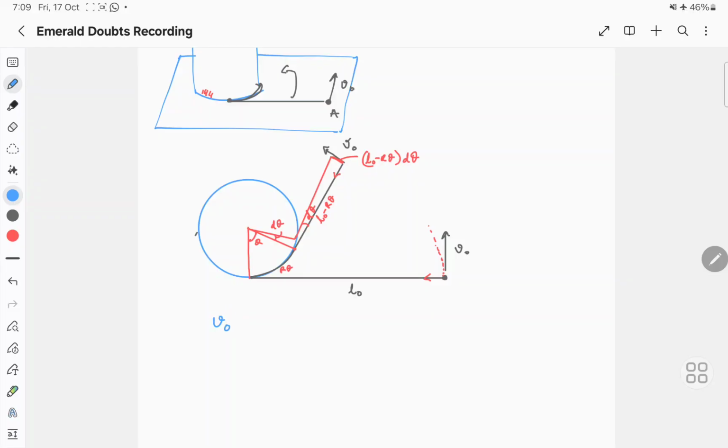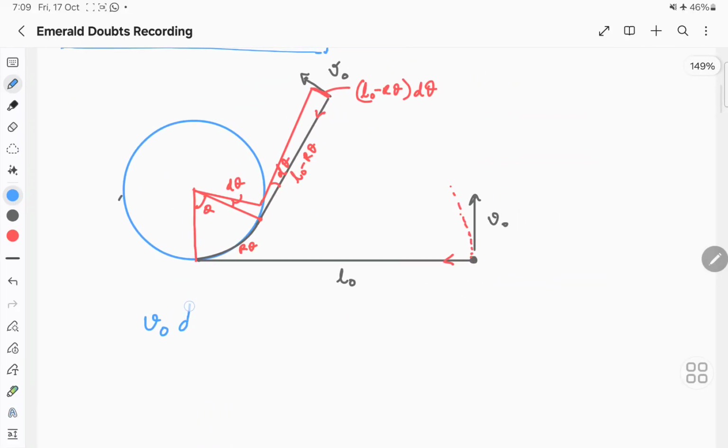So the equation what we can write is v0 into dt is equal to L0 minus r theta into d theta. So the total time taken, this v0 is a constant, we can try integrating this. So we'll put an integral over here, v0 is a constant. So t times v0 is integral of this. So initially this theta is what? It is going from 0.